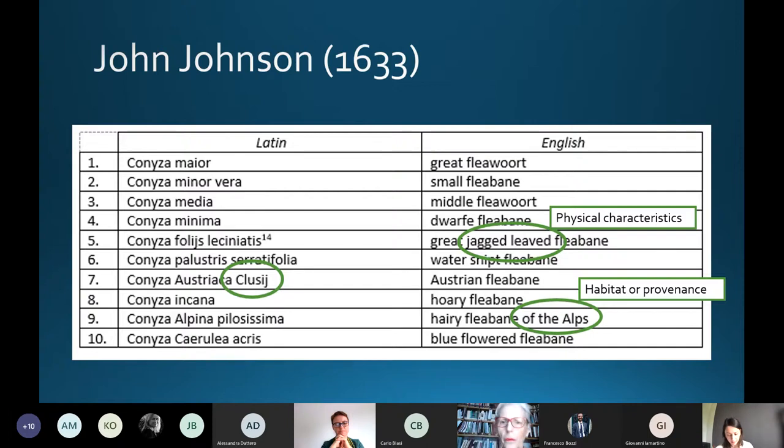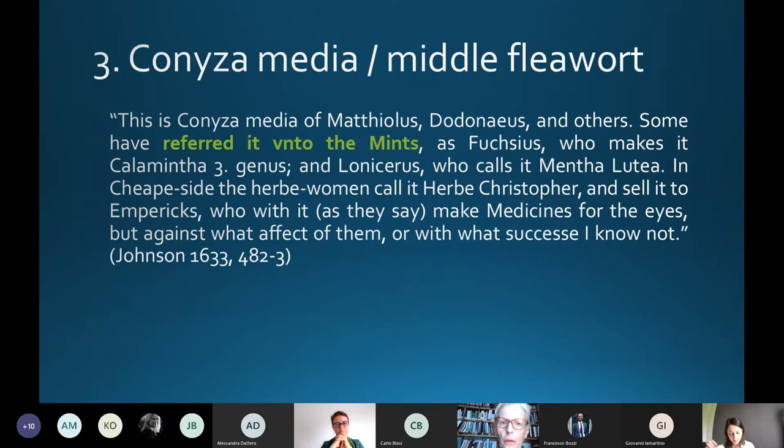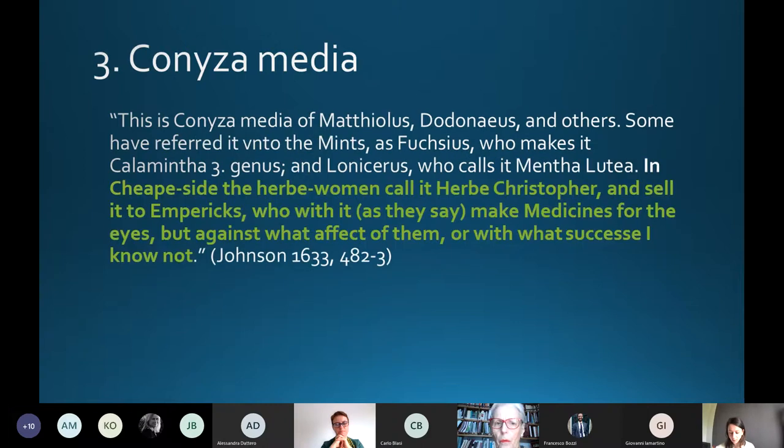I want to zoom in on the third species of fleabane catalogued by Johnson, because this is particularly interesting. And this is Conisa media, which some have referred unto as the mint. Here we have an explicit reference to the fact that the name provides an indication of the genus of a plant. So mints are one genus and conisas are another. Of particular value for language historians then is the evidence we find in this entry of dialectal and socio-professional variation.